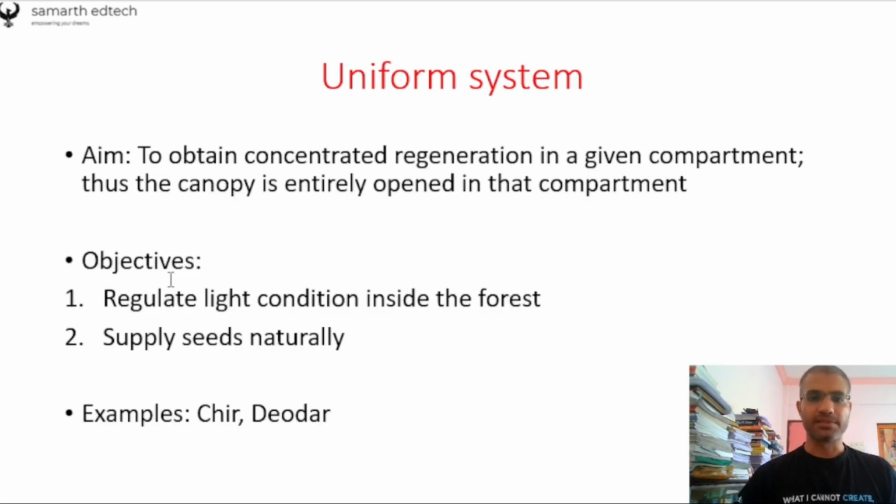Now let's understand the objectives. The first objective is to regulate the light condition inside the forest as well as to supply the seeds naturally. These are the objectives for the uniform system. The examples are very much important over here. First is your chir and deodar. For these forest plantations, we generally use the uniform system.